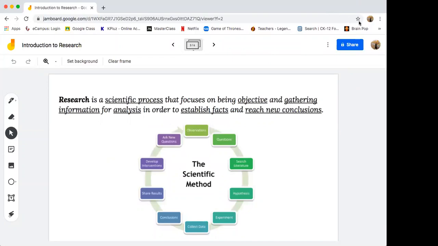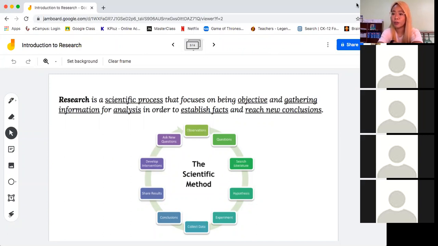Let's start. So, sabi niya dito, by definition, research is a scientific process that focuses on being objective and gathering information for analysis in order to establish facts and reach new conclusions. So sabi niya dito, number one, yung naka-underline na important keyword is that research is a scientific process. So when we say process kasi, it means that there are several steps that we do in a chronological order.